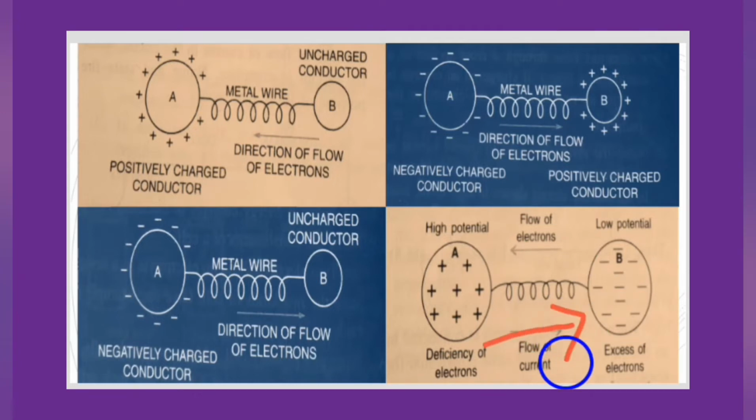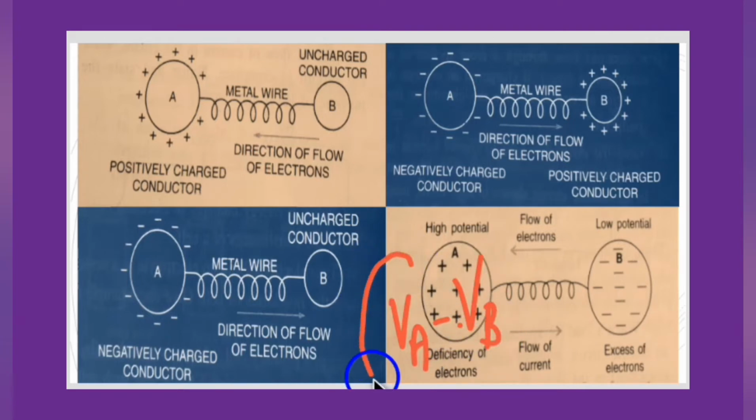Hence, conductor A, the positively charged conductor, has more potential. V of A is greater than V of B. Okay, so conductor A has high potential and conductor B has low potential. So based on the direction of flow of electrons, we decide the flow of current, and this flow of current decides which conductor has more potential. Okay, so when I write the difference of these two, VA minus VB, generally when we write the first one, VA's potential will be more, and the second one, VB, will be less.